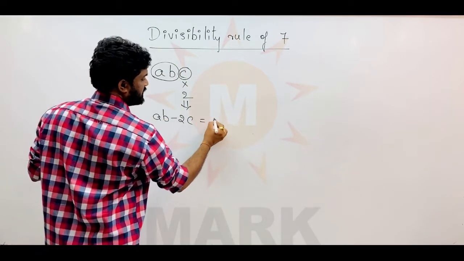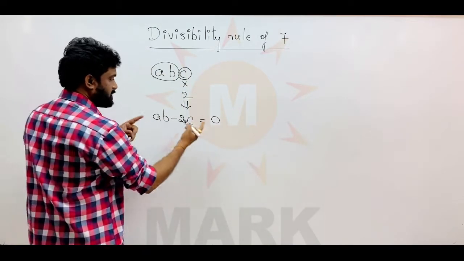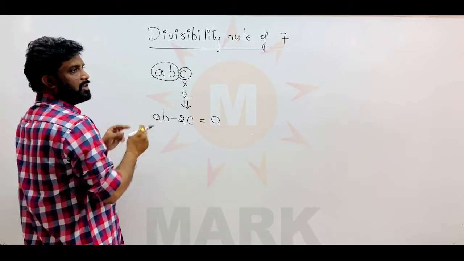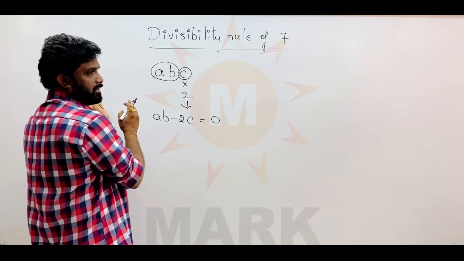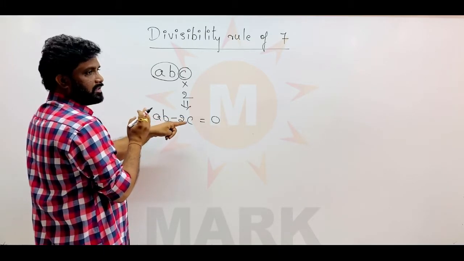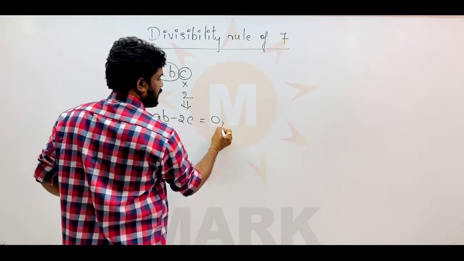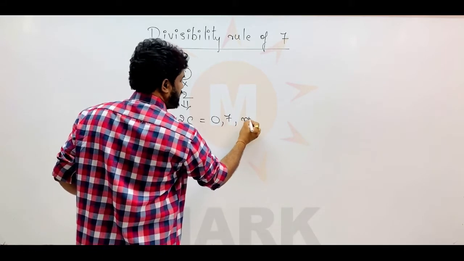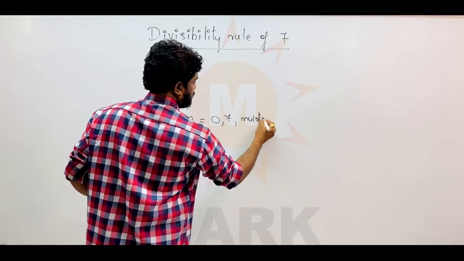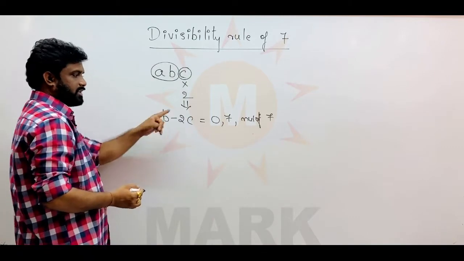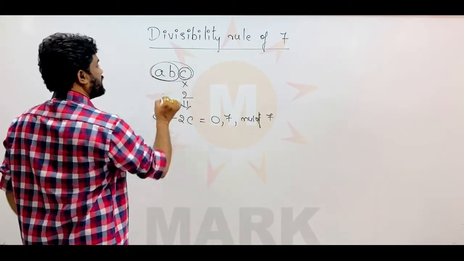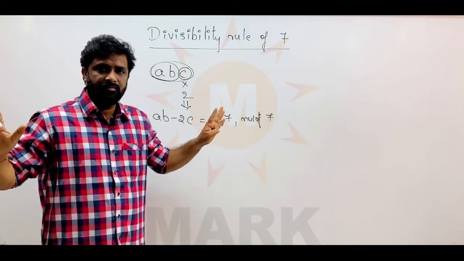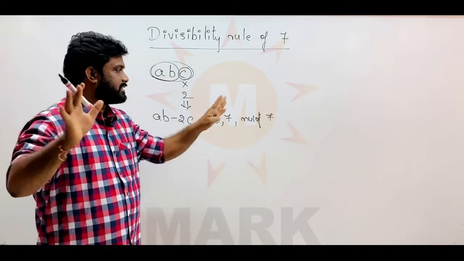So whatever result you get, after taking twice the units digit and subtracting it from the remaining number, if the result is 0, 7 or any multiple of 7, then the entire number is divisible by 7.